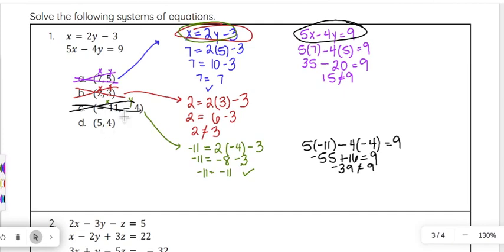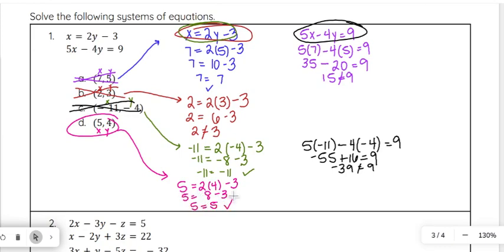So that should tell you that D is correct, but let's just go ahead and show that. So x is 5, y is 4. So that's going to be 5 equals 2 times 4 minus 3. 2 times 4 is 8. Subtract 3, and you get 5. So we do get 5 equals 5 in the end, which is a true statement. So 5, 4 does work for the first equation. Now we need to check it for the second equation.